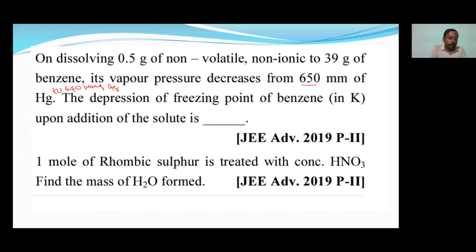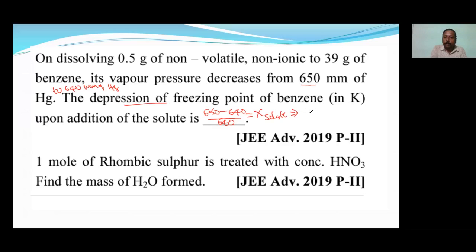So here, relative lowering of vapor pressure. Okay. 650 minus 640 divided by 640. This is the mole fraction of solute. What is this? This is the mole fraction of solute. Okay. Now with this you will find out the depression in freezing point.